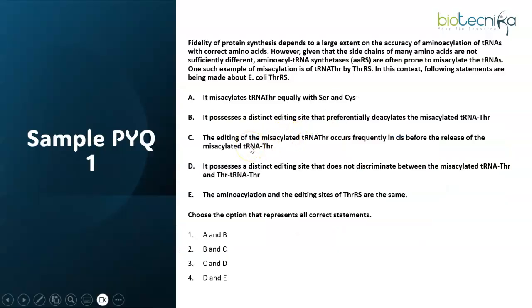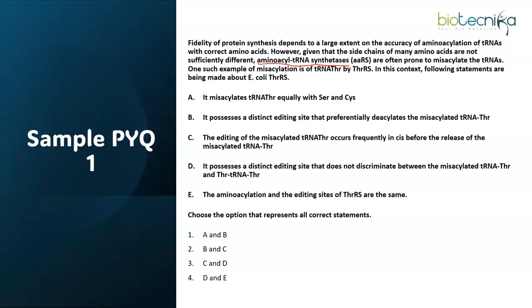So starting with the very first question. This question is about amino acyl tRNA synthetase. If you have gone through the last 5 years' question papers, you will see that almost every session, at least one question has come related to amino acyl tRNA synthetase. So this topic from translation has become a very important topic.